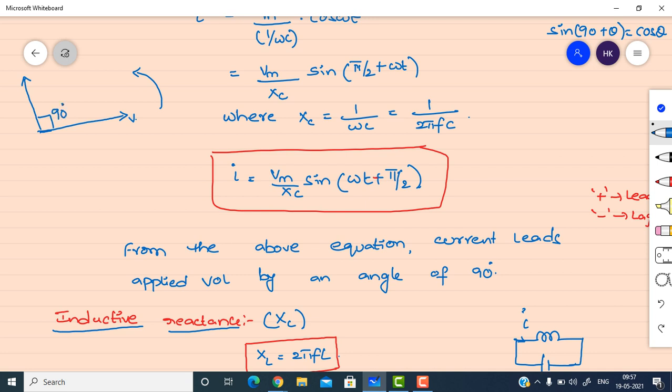And that current is leading by an angle of 90 degrees. So this is your current. This is voltage. This is the phasor diagram for capacitor.